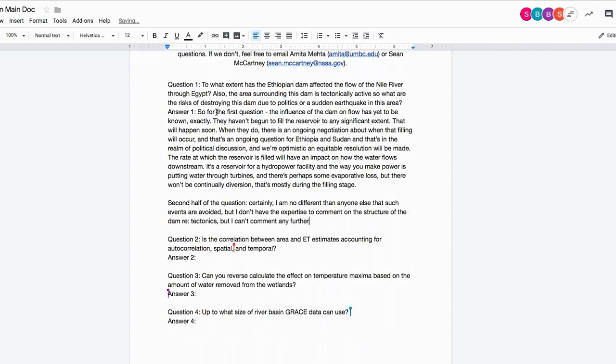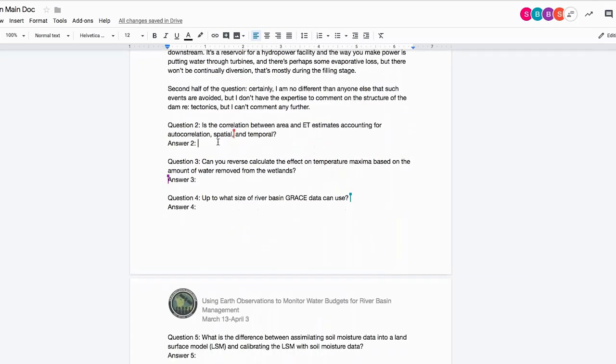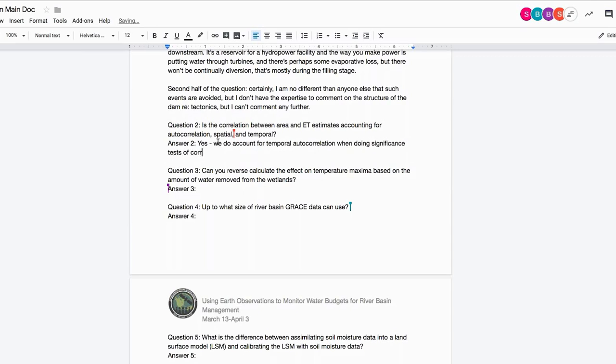Another question came in. I believe this is with respect to the SUD. The question is, in that SUD analysis, when we were looking at area of the SUD and evapotranspiration, is the correlation between the area and the evapotranspiration estimates accounting for autocorrelation, both spatial and temporal? So, yes, we do account for temporal autocorrelation when doing our significance tests of those correlations. Though I'll note that the fit is useful almost regardless, because we're trying to fit coefficients for an equation.